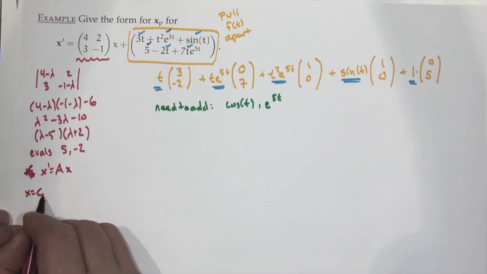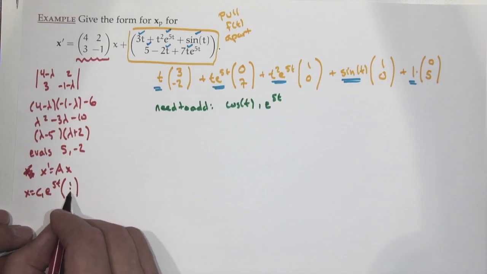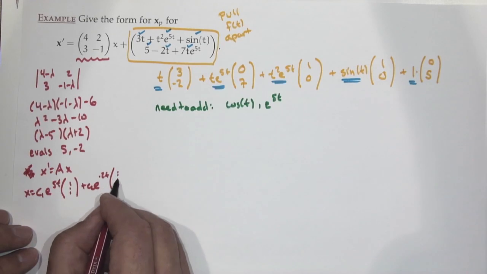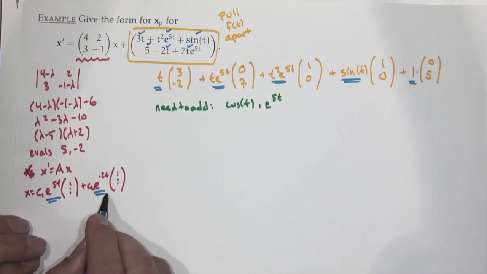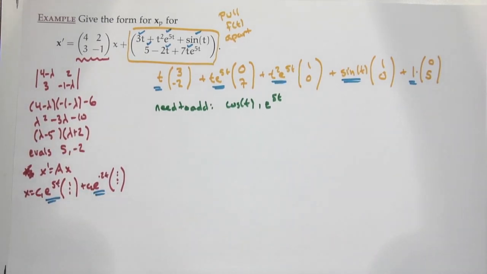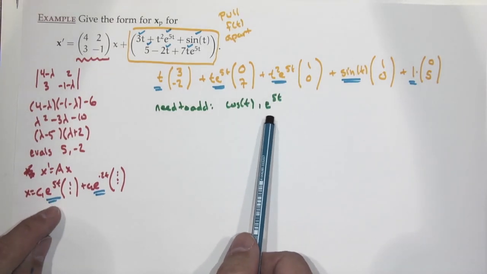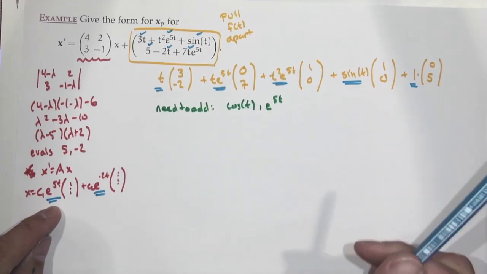Which means that our solutions for just x prime equals Ax look like x equals some constant c1 e to the 5t times some vector we don't know, plus c2 e to the minus 2t times, again, some vector we don't know. But we care about the pieces in the front, so the e to the 5t and the e to the minus 2t. Is there any overlap? Yes, there is. So there's overlap, so we need to say, okay, I have to account for the overlap. So that says I need to be bumping up the e to the 5t's. So what do I need to add to my list?